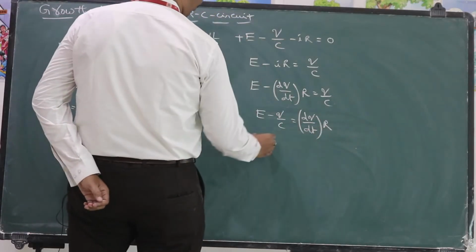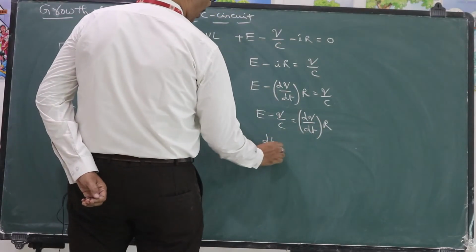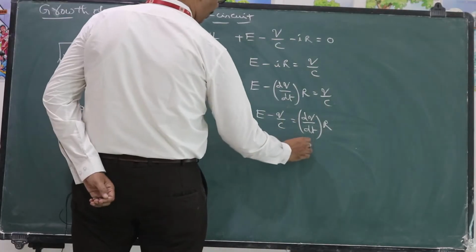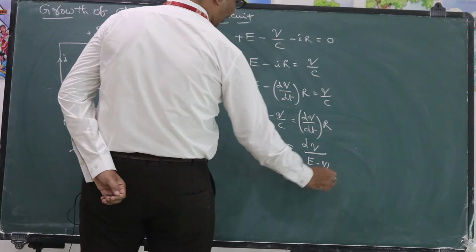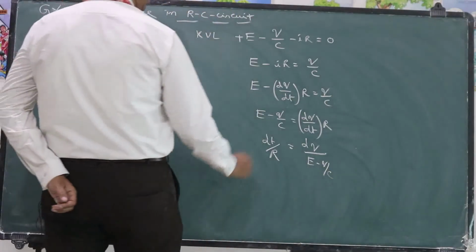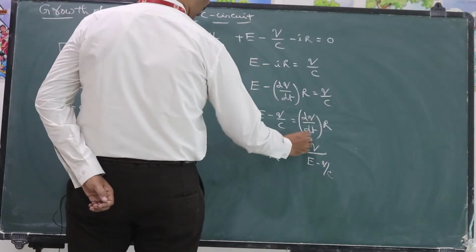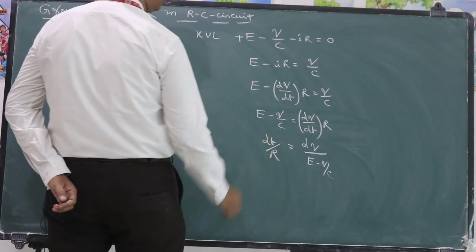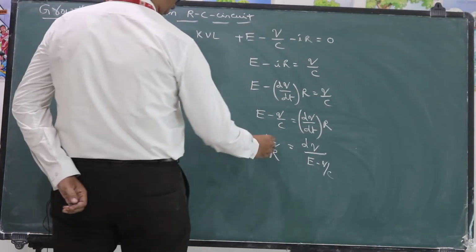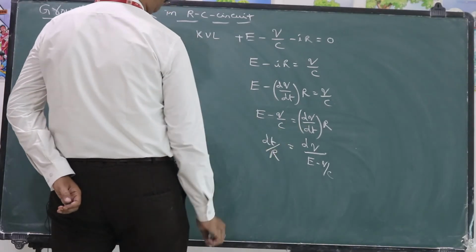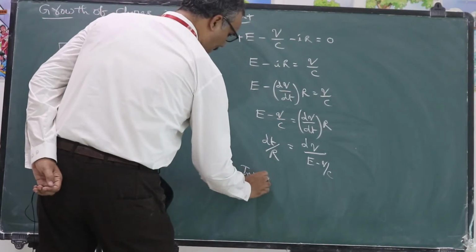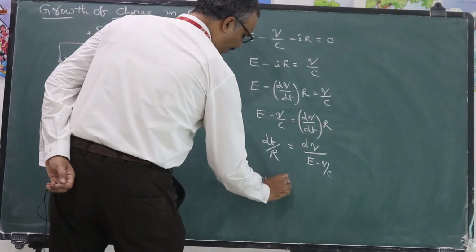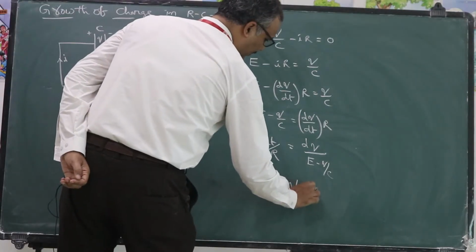Bring that dt by R to this side, and dq by E minus q by C to this side. So q containing terms are on this side, other terms are on this side. In order to remove the derivative, we need to integrate on both sides.